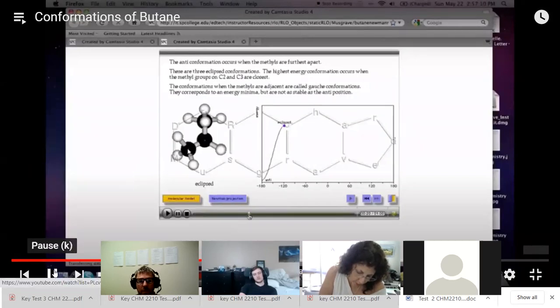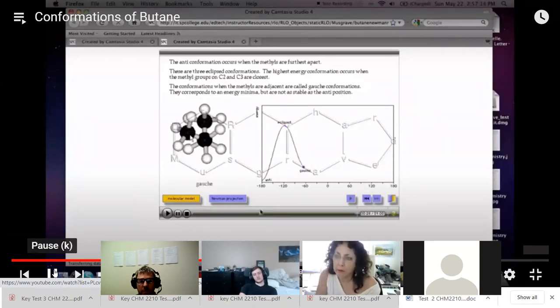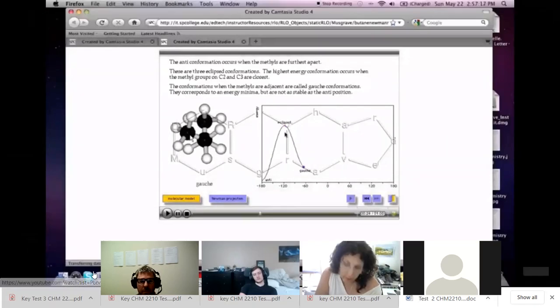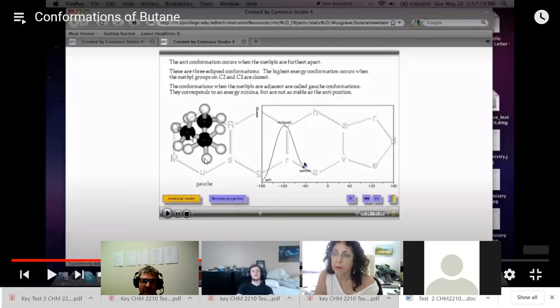Going to happen as I go another 60 degrees is we're getting to another staggered conformation. All right, so we go another 60 degrees, and as you can see, the methyl group, remember, started down here at the bottom. Then it was eclipsed, which was a high energy, and now it's staggered again. But look at the relative energy compared to anti and gauche.